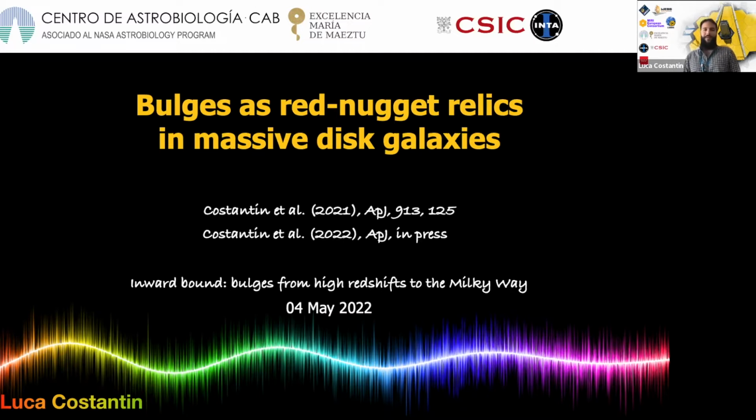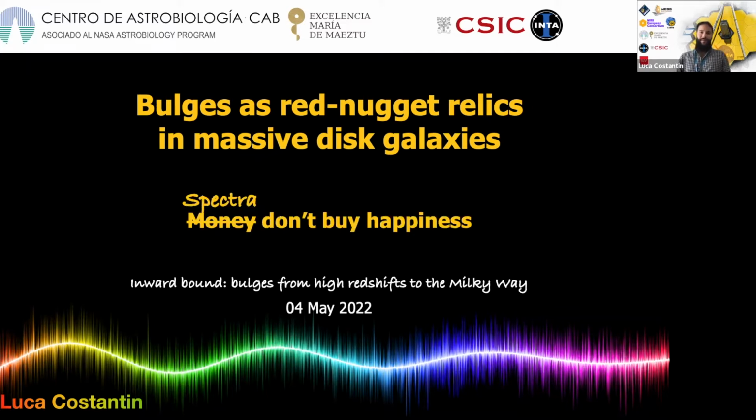And in this talk, I will present my latest result about the morphological evolution of massive disk galaxies. In particular, I will focus on the assembly history of the bulge component. I will discuss how we identify that a relevant fraction of old and very compact bulges can be considered as red-nugget relics hidden in massive disk galaxies.